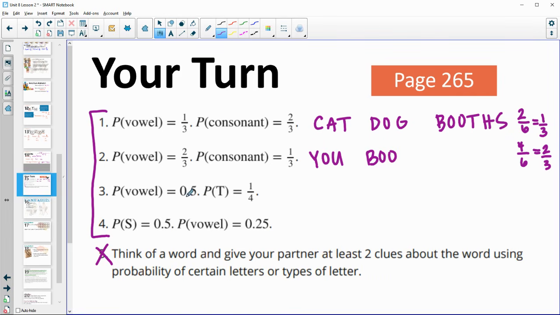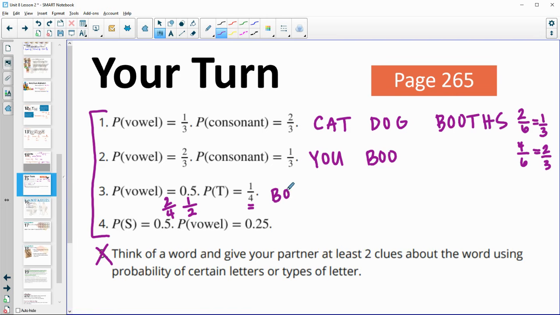Number 3, the vowel is there half the time, 0.5. So that's 1 out of 2 or 2 out of 4. And then you want a T in there, 1 out of 4. So we know we need at least 4 letters. And then half the letters need to be vowels. One of them needs to be a T.